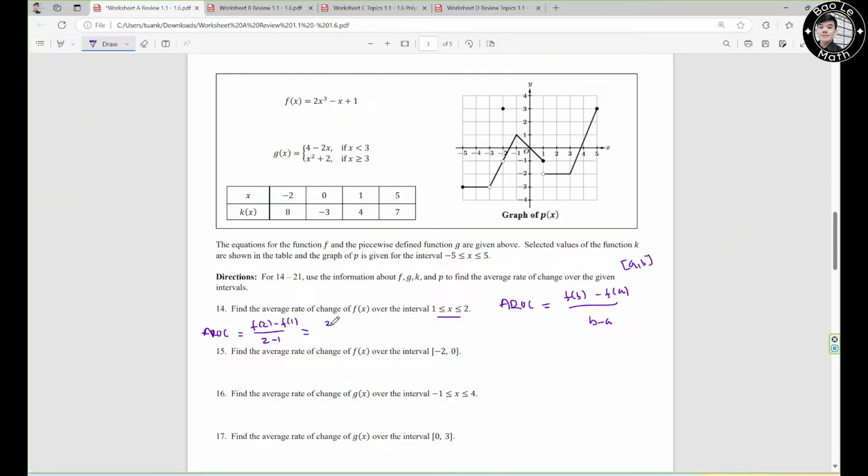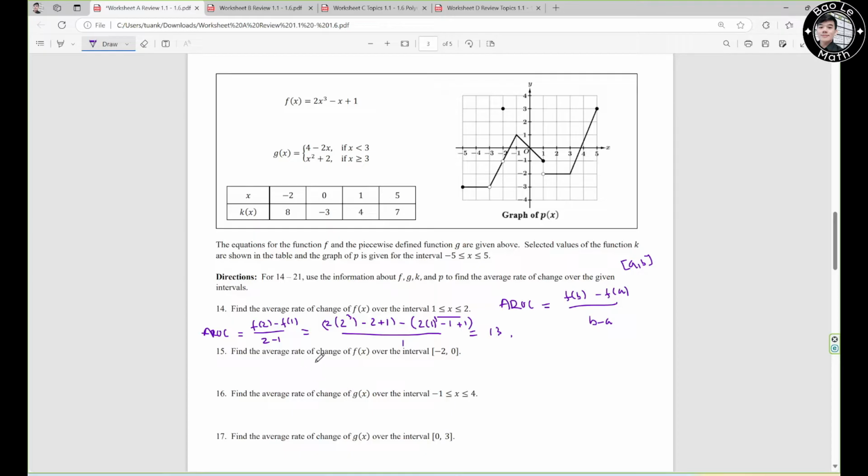So we have 2 times 2 cubed minus 2 plus 1. Don't forget parentheses, minus another parenthesis. So it could be 2 times 1 cubed minus 1 plus 1, over 1. If you simplify this one, it turns out to be 13.